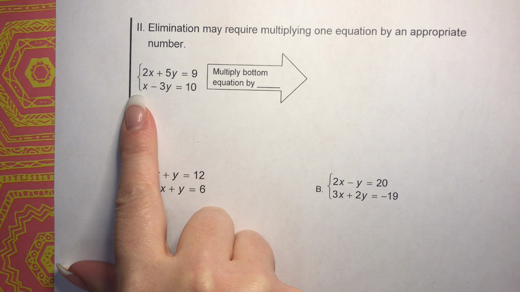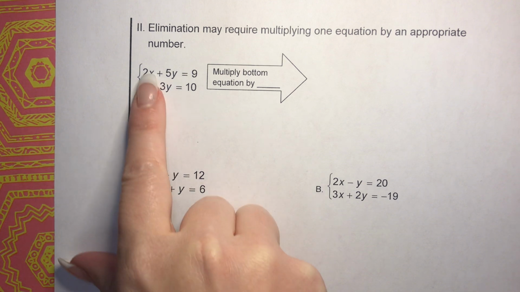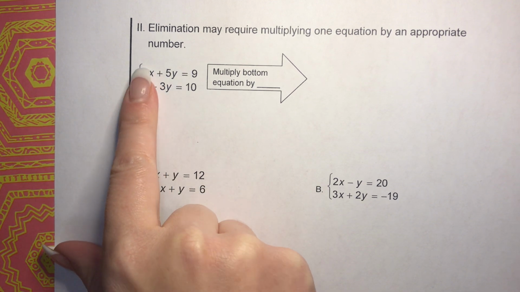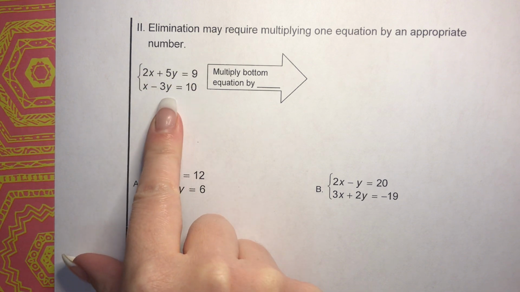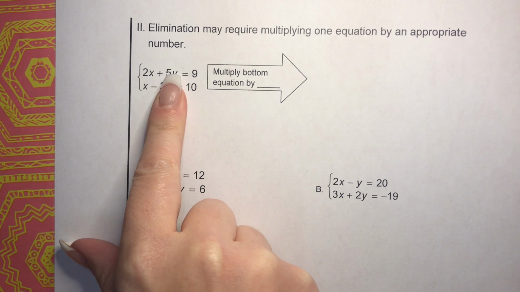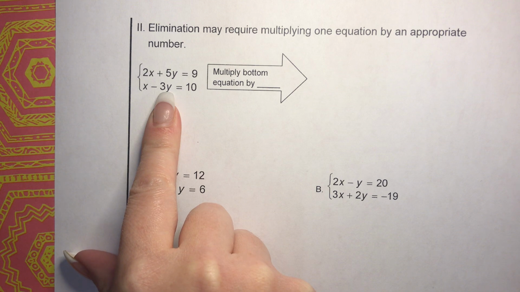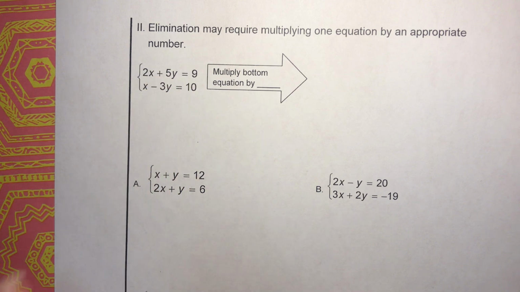Remember, we're trying to eliminate a variable. So we need the same number with opposite signs, right? Let's look at the x. Do they have the same number? Well, this has a 2 and this has a 1, so no. What about the y's? They have a 5 and a 3. So neither of these have the same number and opposite signs.